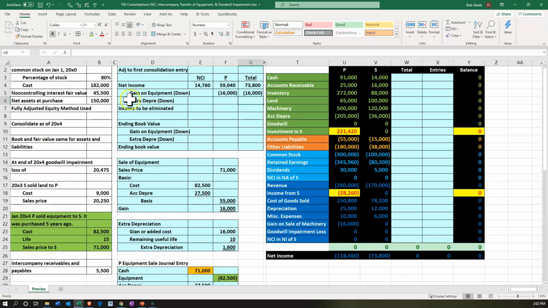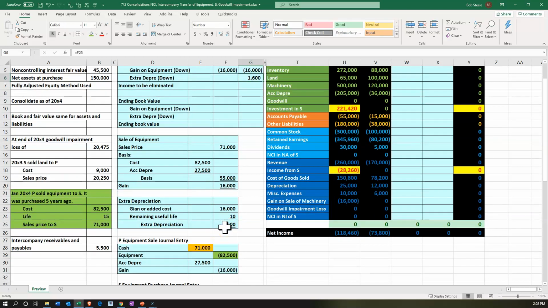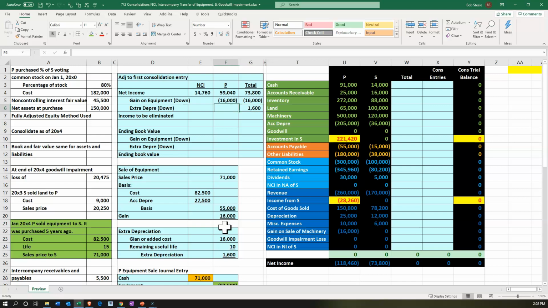Then we've got the extra depreciation down, meaning from a sale from P to S. This is going to be a positive in our calculation of that 1,600. Once again, because it's a down transaction, P to S, it's all going to go to P, not breaking it out 80-20. Then we're going to be summing up. So let's go ahead and sum this up, and we're going to say there's the sum and the sum.